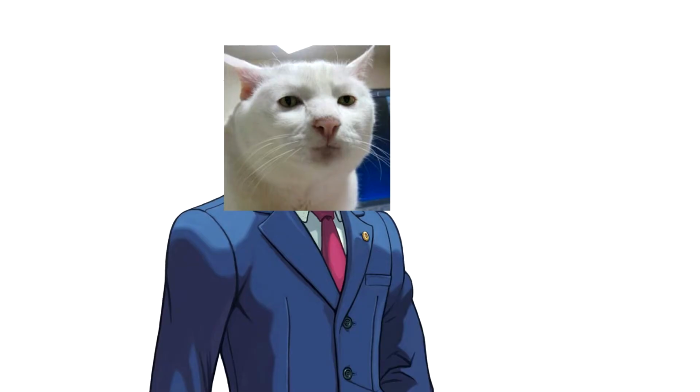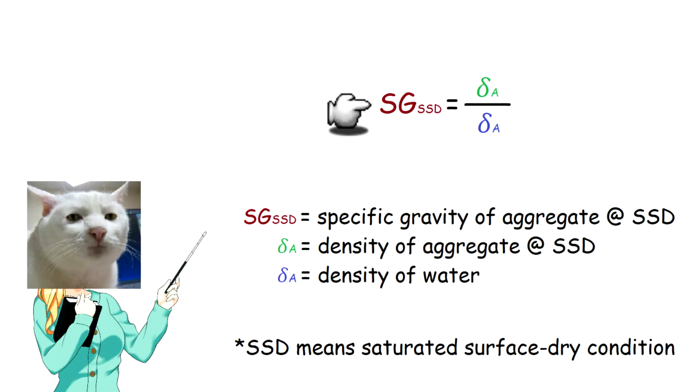Hello students! Today's topic is about the process of determining the specific gravity of fine aggregates at saturated surface dry condition or SSD. Specific gravity of aggregate is the ratio of the mass of the unit volume of aggregate to the mass of the same volume of water.